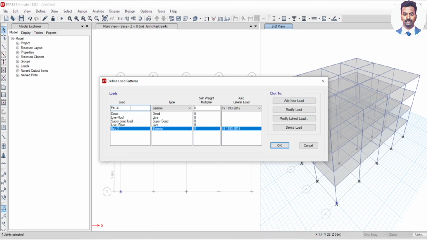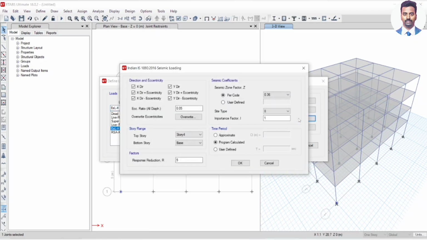Let us add another load called response spectrum. Response spectrum analysis is being done in the x direction. You can see modify lateral load. We have to apply only in the x direction. The earthquake load is applied in the x direction only, without eccentricity. We have 4 stories and the bottom is base.